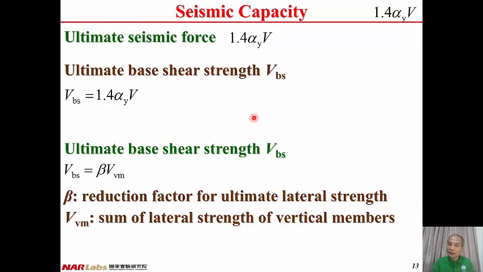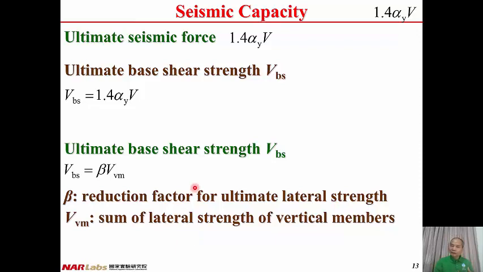And as we know, 1.4 alpha y V is the ultimate seismic force, and it can be considered as the ultimate base shear strength, VBS. Therefore, VBS equals 1.4 alpha y times V. And how do we calculate VBS? VBS is calculated by the sum of lateral strengths of vertical members. We just superimpose all the lateral strengths of the vertical members.